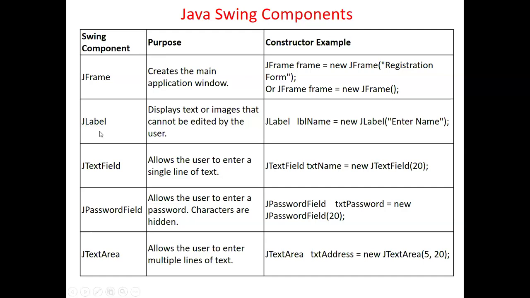We'll see this part, like JLabel. It is text only, that cannot be edited. It's a simple text, like a label only. It's a label, it's a name, right? How do you create a JLabel? New label.